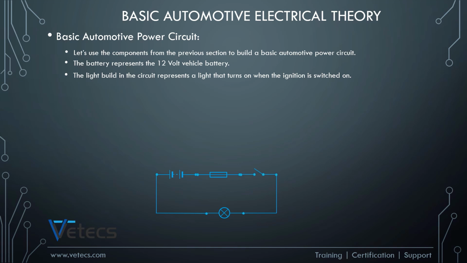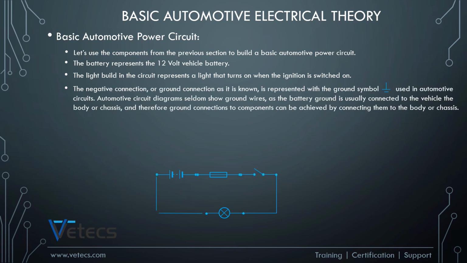The negative connection, or ground connection as it is known, is represented with the ground symbol used in automotive circuits. Automotive circuit diagrams seldom show ground wires, as the battery ground is usually connected to the vehicle body or chassis, and therefore ground connections to components can be achieved by connecting them to the body or chassis.